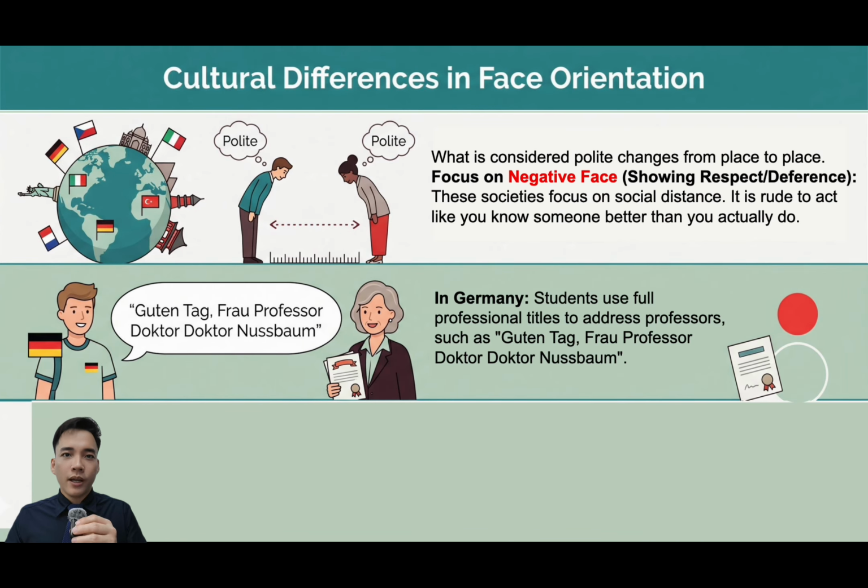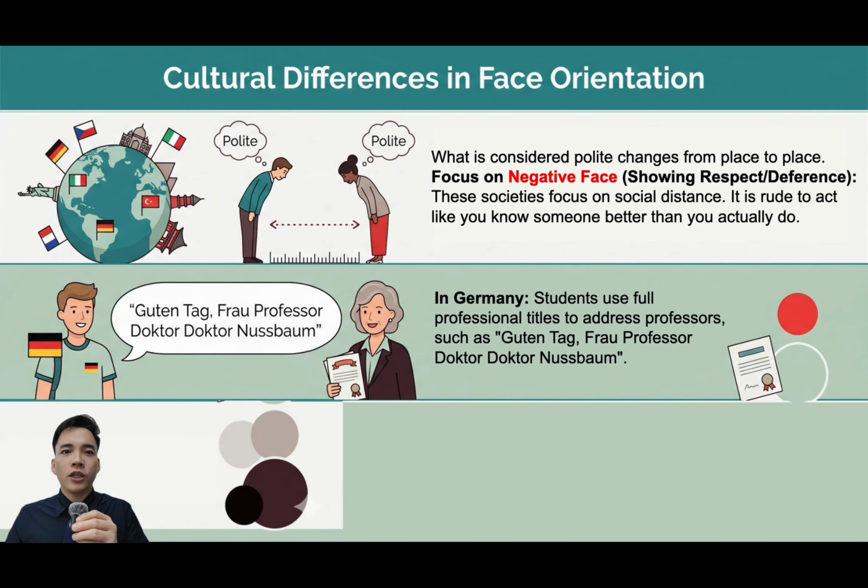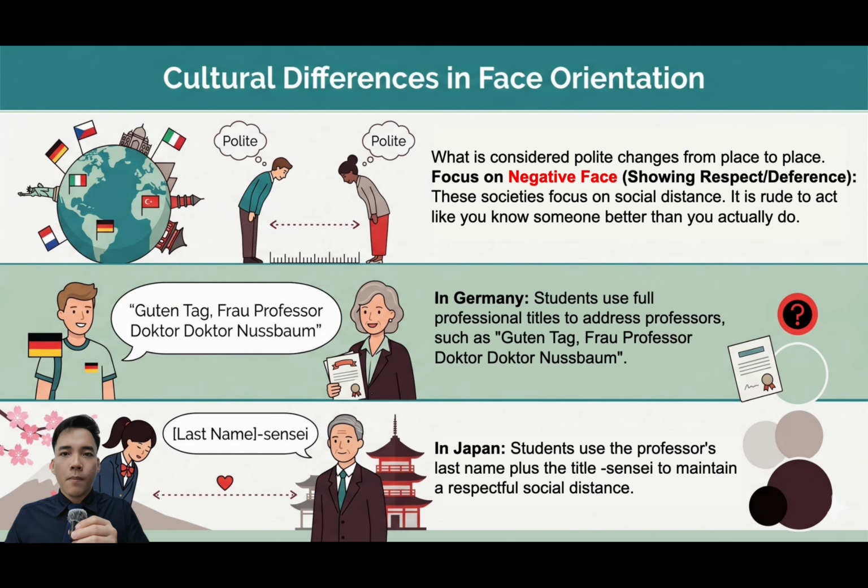For example, in Germany, students use full professional titles to address professors. "Guten Tag, Frau Professor Dr. Nussbaum." This long title shows respect, status, and professional distance. In Japan, students use the professor's last name plus the title sensei to maintain a respectful social distance. So, in Germany and Japan, politeness may mean keeping the correct distance.